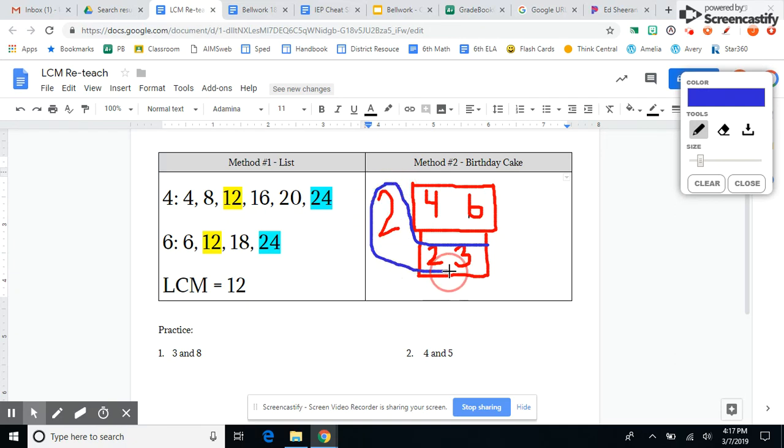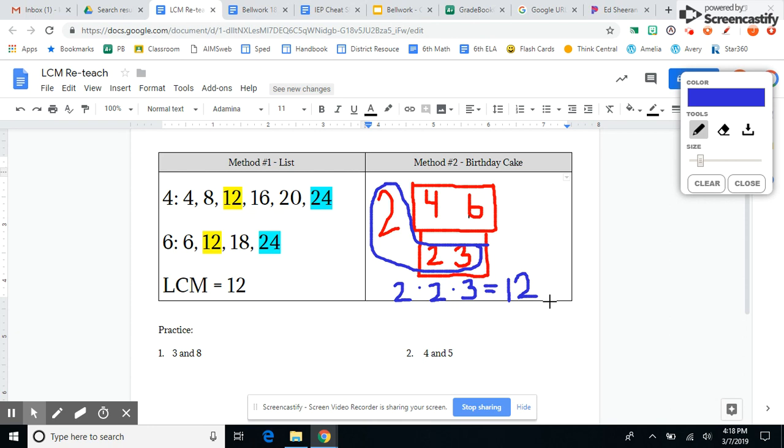So now we're going to take our number on the outside plus our numbers on the inside of our birthday cake layer, and we're going to multiply them together. So 2 times 2 is 4. 4 times 3 is 12. So as you can see, we actually have the same exact answer for both things, but we've done it 2 different ways.